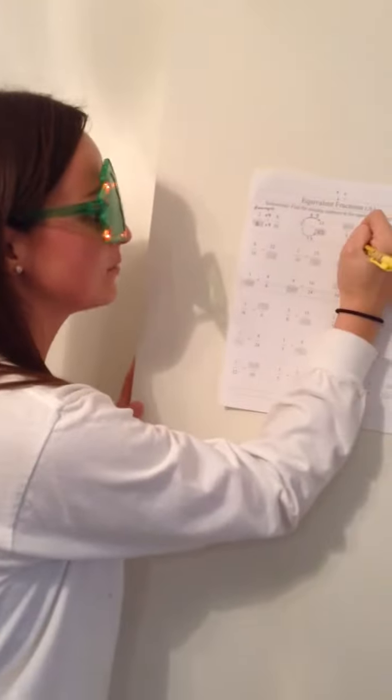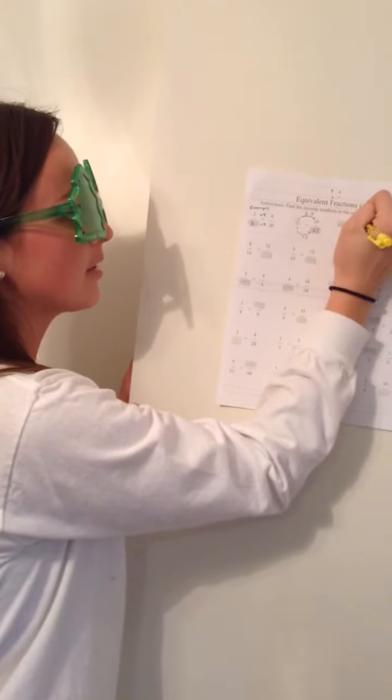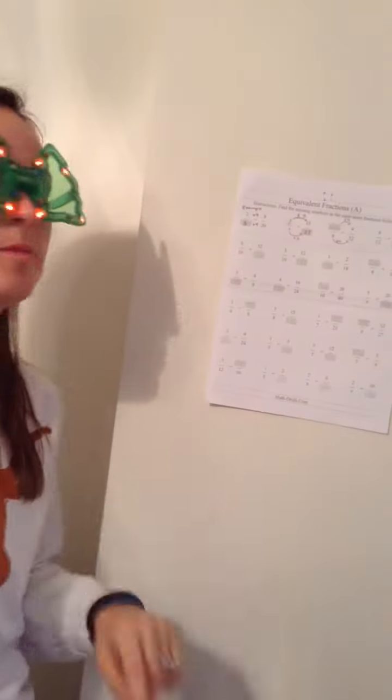So I'm thinking, let me roll my 8s. 8, 16, 24, 32. I need to multiply by 4. So that means up here I'm thinking, what number times 4 would be 4? Well, I know 1 times 4 would be 4.